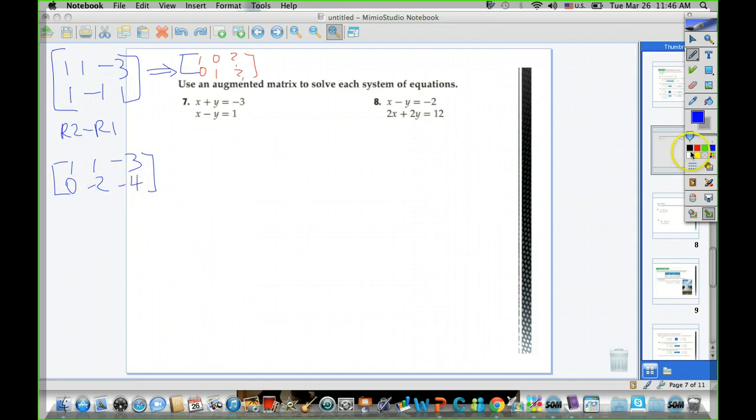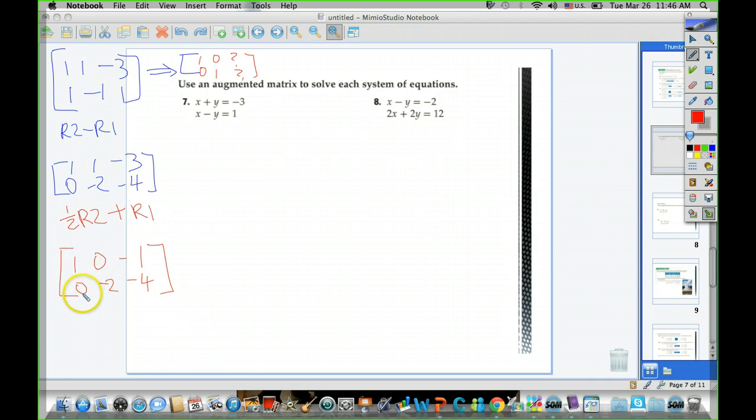Second step I'm going to take, now I like how I have 1 here and 0 here. I want to make this into a 0. So what I'm going to do is multiply the second row by a half, and then add that to row 1. So now my first row is going to change. I'm going to multiply this by 1/2 and add it on here. So 0 times 1/2 is 0. Added to 1 is 1. Negative 2 times 1/2 is negative 1. Added to 1 is 0. Negative 4 times 1/2 added to negative 3 makes it negative 1. And my second row will stay the same: 0, negative 2, negative 4.